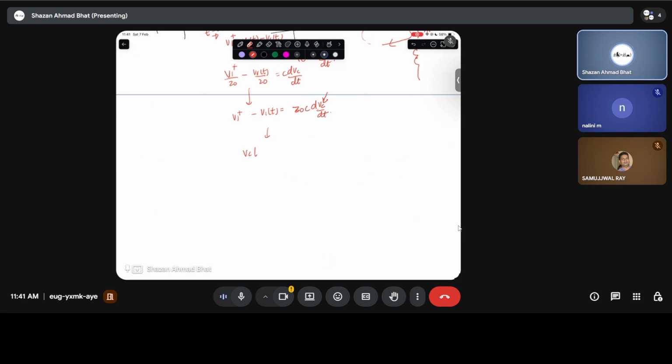Simplifying this equation, you're going to solve it for VC. So you basically want to compute VC as a function of t. How are you going to obtain it? You can take out the terms and write it in terms of VC as a function of t. You can write V1 plus minus VR of t divided by Z naught C equals dVC by dt. So VC of t will be equivalent to the integral of V1 plus minus VR of t divided by Z naught C into dt, from some time t1 to t2.